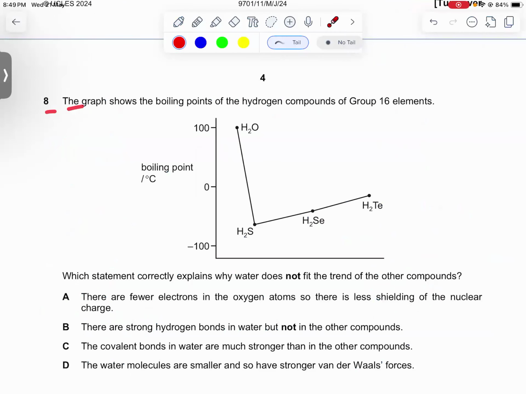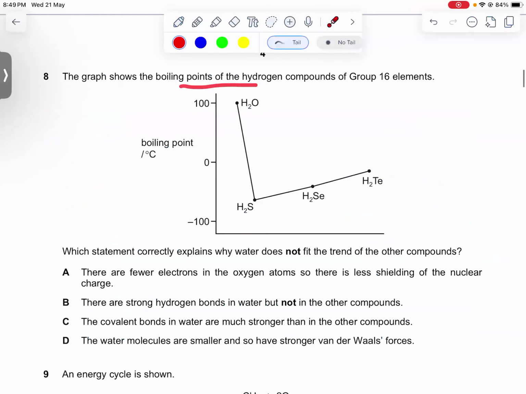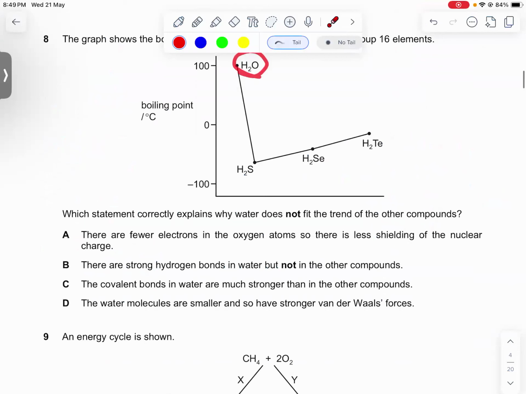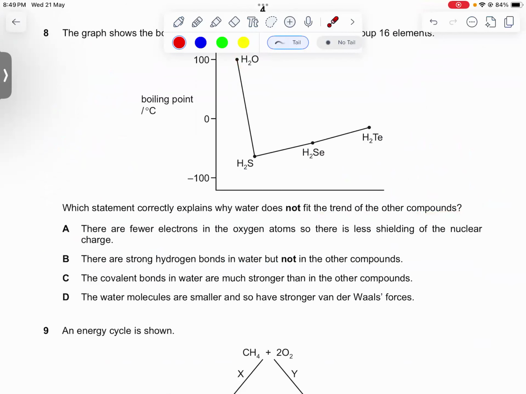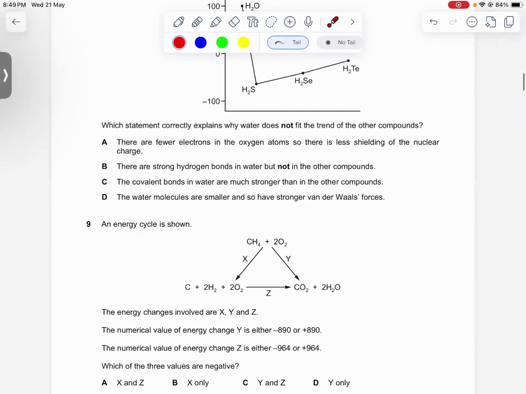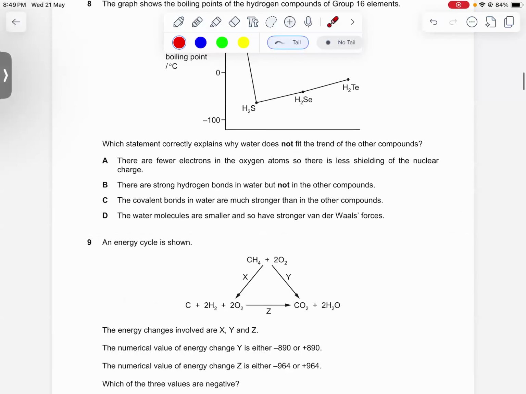Question number 8. The graph shows the boiling point of hydrogen compounds of group 16 elements. All right. H2O with the highest. Which statement correctly explains why water does not fit the trend of the other compounds? So why is water not following? Well, because we've discussed why water has a high boiling point. Because water has hydrogen bonding.